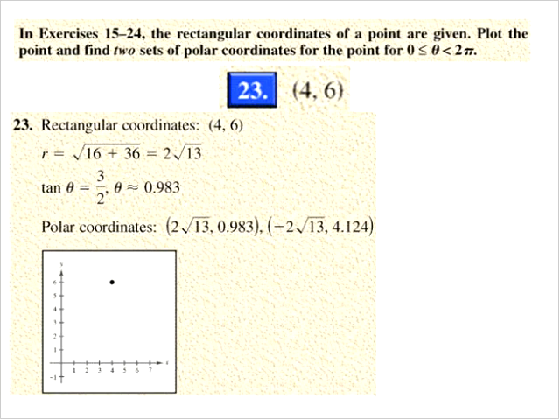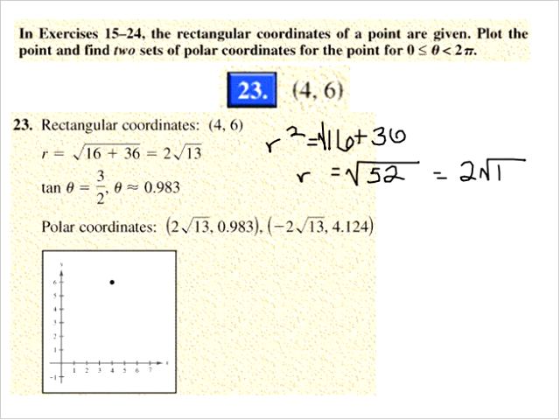Okay, and how about the last one? Again, we have rectangular coordinates. Find two sets of polar coordinates. All right. So again, let's find r and theta. So we take r squared equals x squared plus y squared. Now we're going to take the square root of both of those. So what's 16 plus 36? 52. And if we work on simplifying that, 4 times 13 is 52, so that's 2 square root 13.